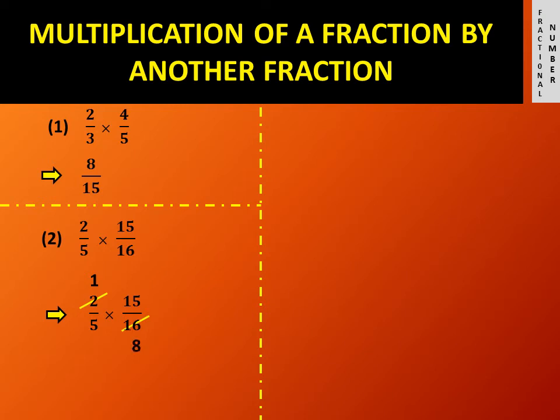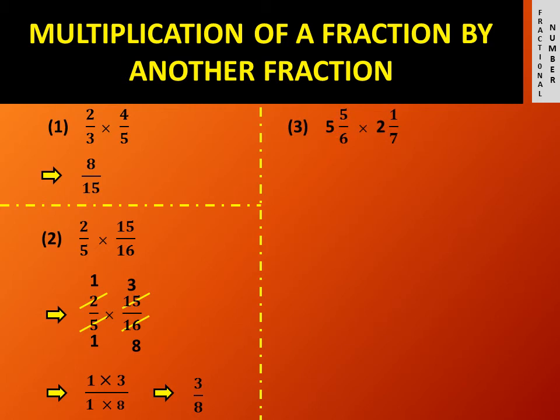See, 5 and 15 are also divisible by the same number 5. So cancel them out by 5. 15 divided by 5 is 3 and 5 divided by 5 is 1. Since now it cannot be further simplified, we multiply. 1 three is 3 and 1 eight is 8. So the fraction is 3 upon 8. Let's solve one more question.